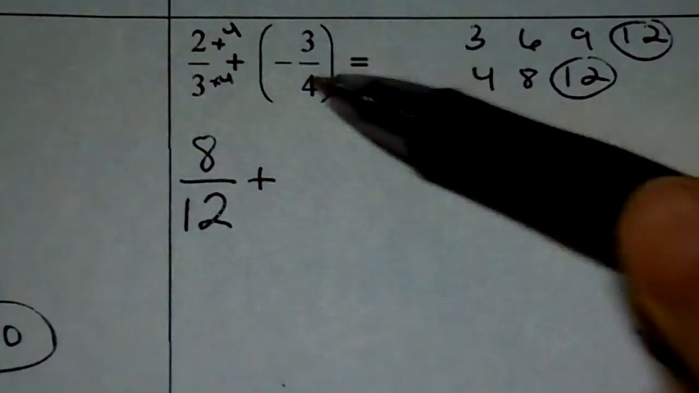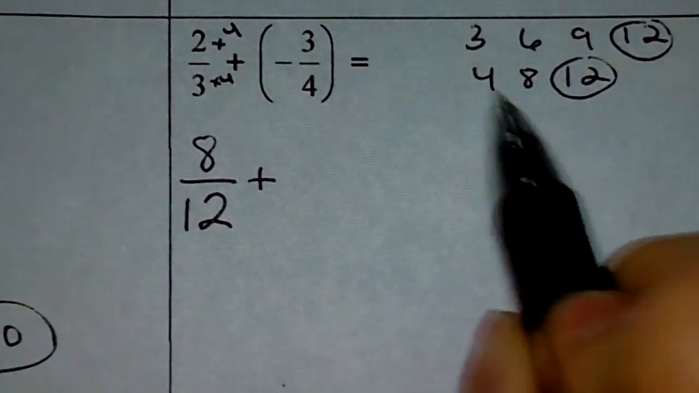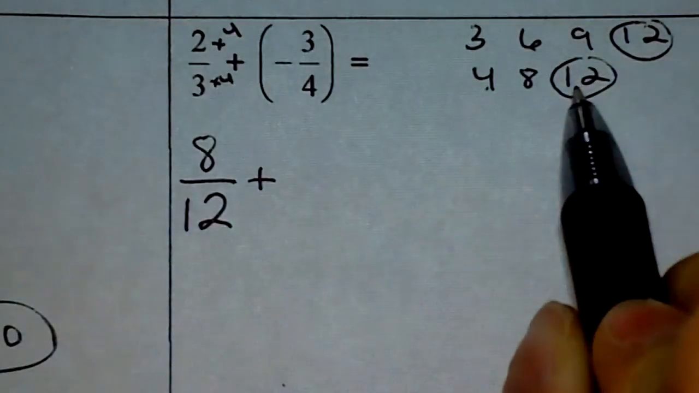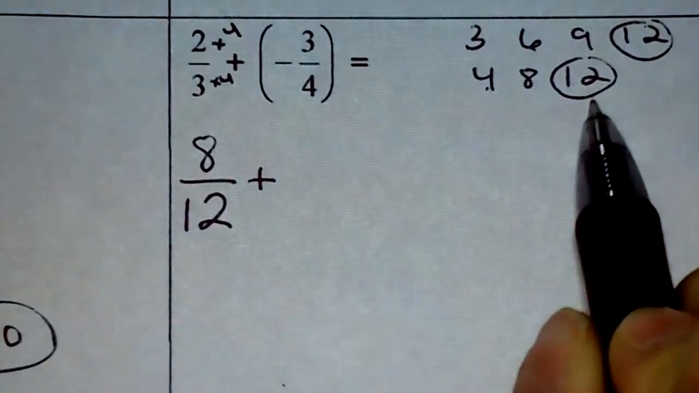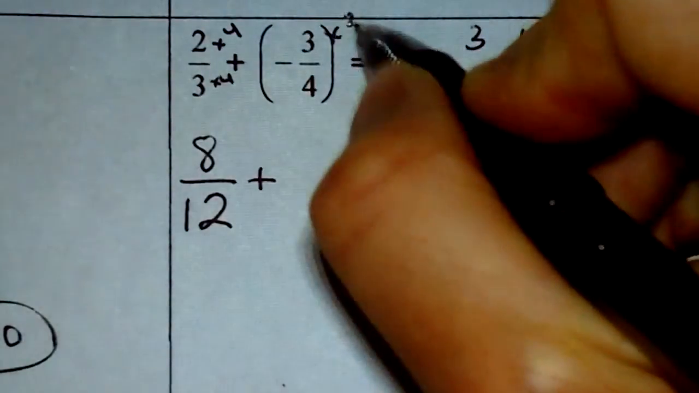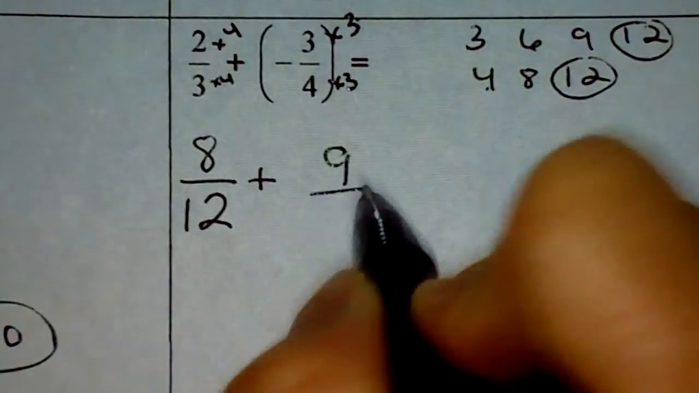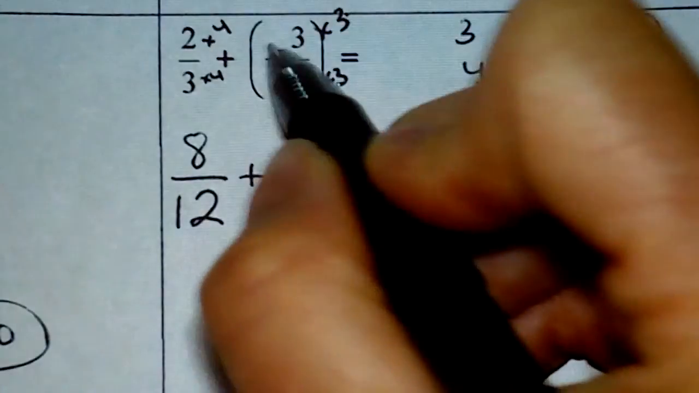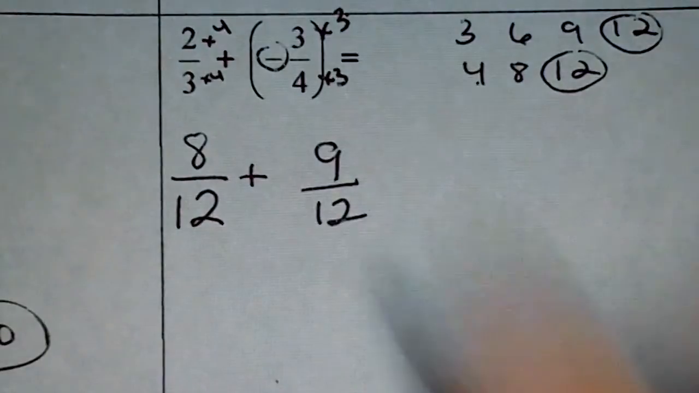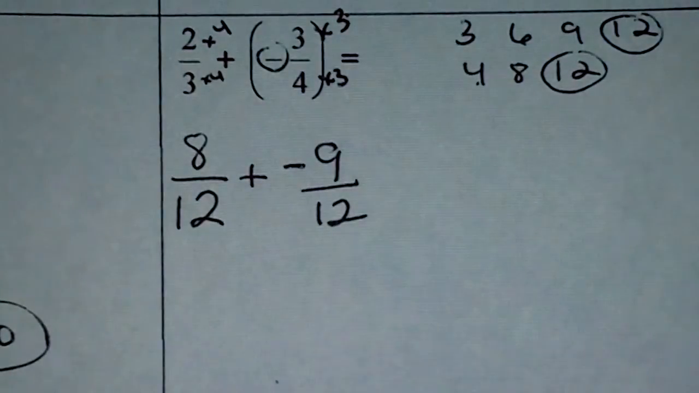Now to change this fraction into 12ths, I see that it takes 3 fourths to get to 12. So I'm going to multiply both of those by 3. So 3 times 3 is 9. 4 times 3 is 12. Do you see how that negative sign? Put it with the top. Don't forget about that little negative sign.